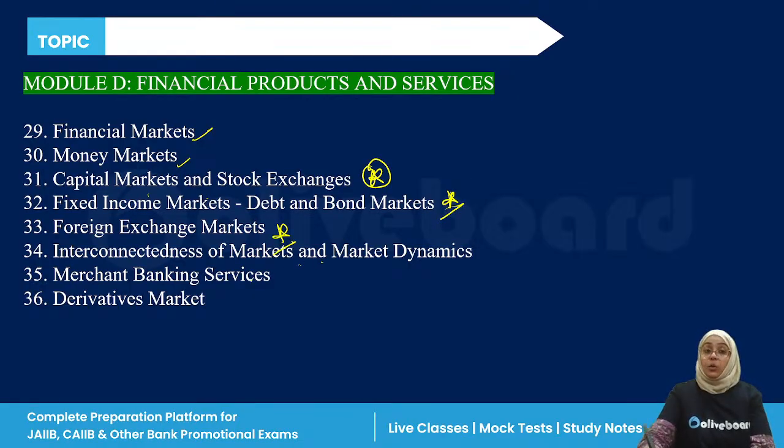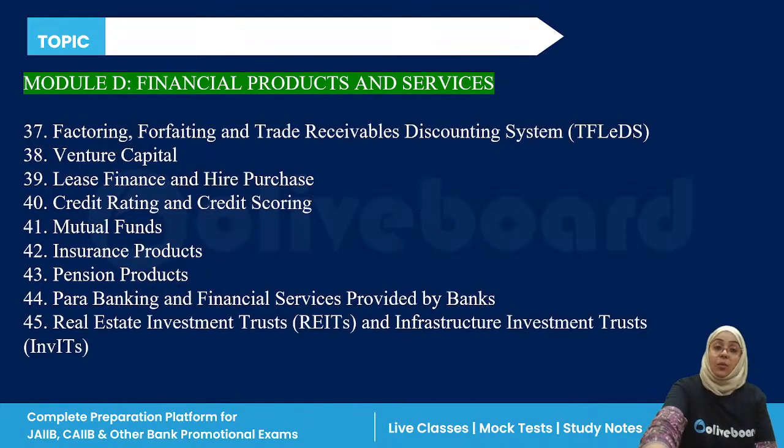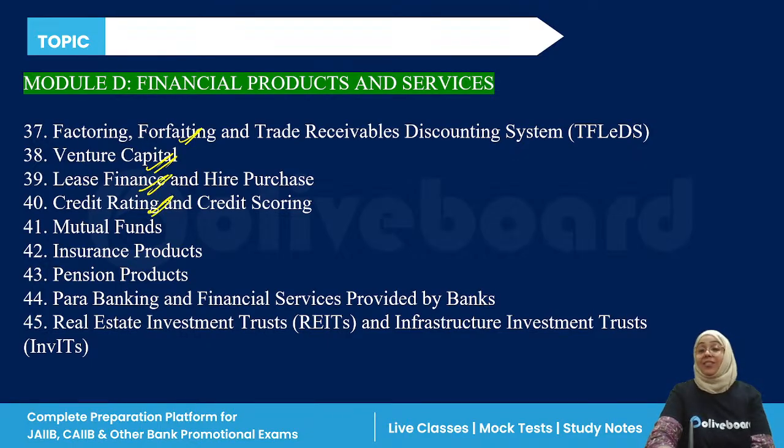Interconnectedness of the market, important. Merchant banking service, derivative markets, important, right? Then we have factoring, forfeiting and trades, important. Venture capital, important. Lease finance and hire purchase, important. Credit rating and scoring, important. Mutual funds, important. Insurance product, important. Pension products, important, right? Then we have para banking and financial services, important. Then we have REITs and InvITs, important. So these are very important chapters from the examination point of view.